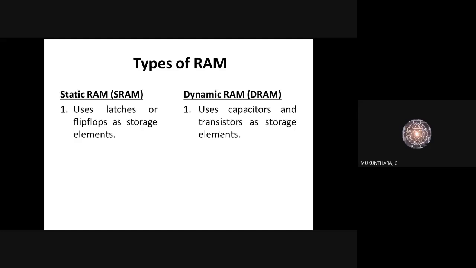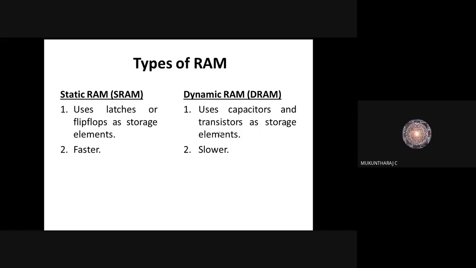So the static RAM is constructed using latches or flip-flops. Here the latches or flip-flops are nothing but storage elements. A flip-flop can store 1-bit data. So with the help of a 1-bit memory element, you can construct the static memory, or you can say SRAM. Whereas DRAM uses capacitors and transistors. With the help of capacitors and transistors, you can store the information. So the storing elements here are capacitors and transistors.